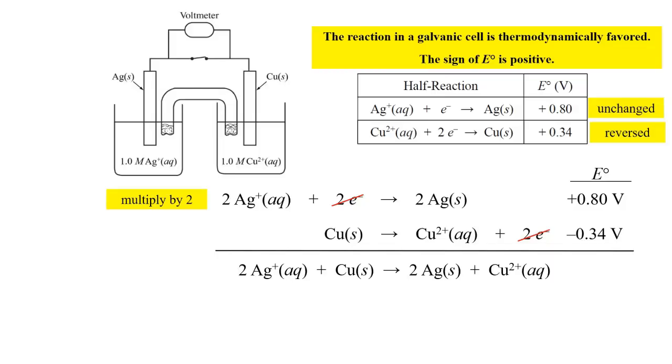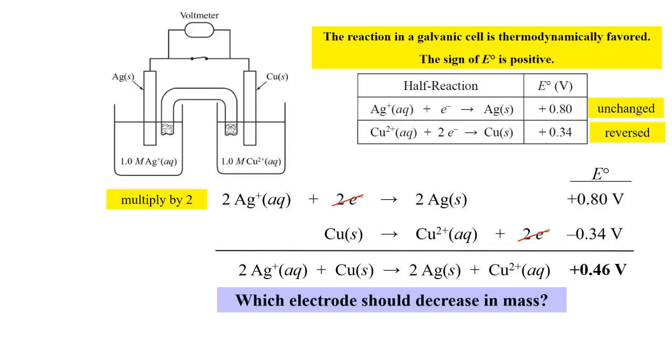And my overall reaction, my balanced equation, is 2 moles of aqueous silver plus ions reacting with 1 mole of solid copper, and then it produces 2 moles of solid silver and 1 mole of aqueous copper 2 plus ions. Is my standard cell potential for the overall reaction positive? Yes. Positive 0.80 plus negative 0.34 still gives me a positive value. It's 0.46 volts. With respect to the silver or the copper electrode, which of these electrodes should be decreasing in mass as this galvanic cell runs?